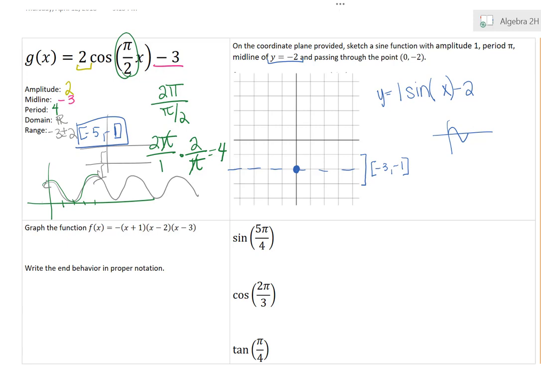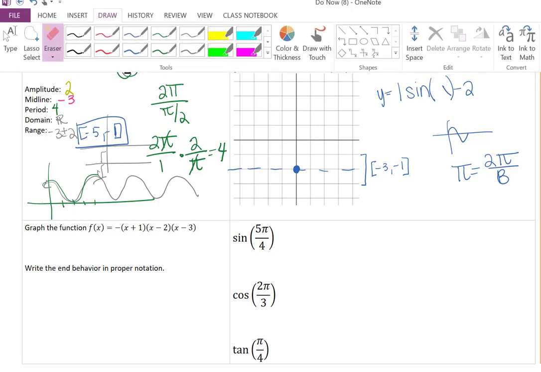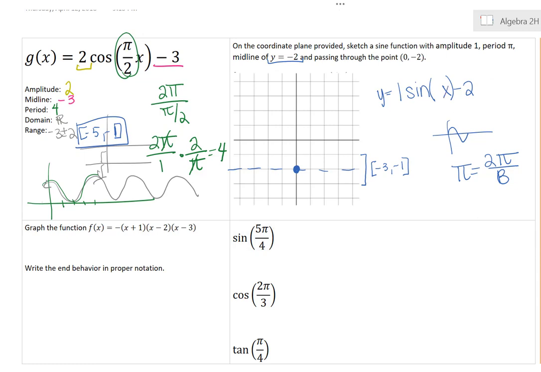My period is pi. You know that whatever your period is, 2 pi divided by what needs to equal pi. I don't know what this value is yet, but I know that when I divide 2 pi by that, I get pi. So we should fill in that this b value, or this missing value, is going to be +2. We are moving twice as fast. So now I can get this graphed.